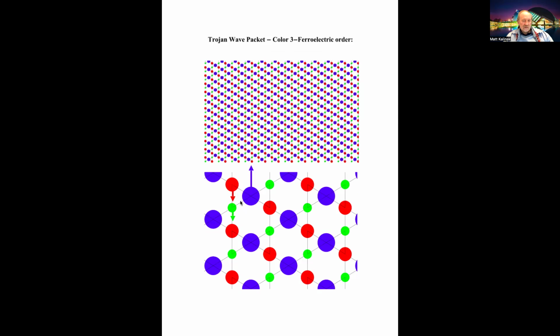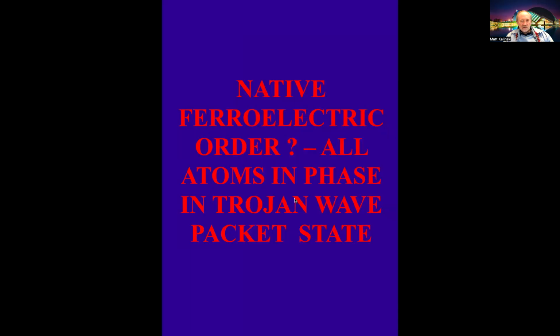And for example, here is a magnification: in the one-time shot, the blue atoms have a large dipole moment up, and the green and the red atoms have a different one, in the opposite direction. So now the question arises: can we obtain on these lattices the native ferroelectric order, when all atoms are in phase in the Trojan wave packet state? We want all atoms in phase in the Trojan wave packet state, with the native ferroelectric order.